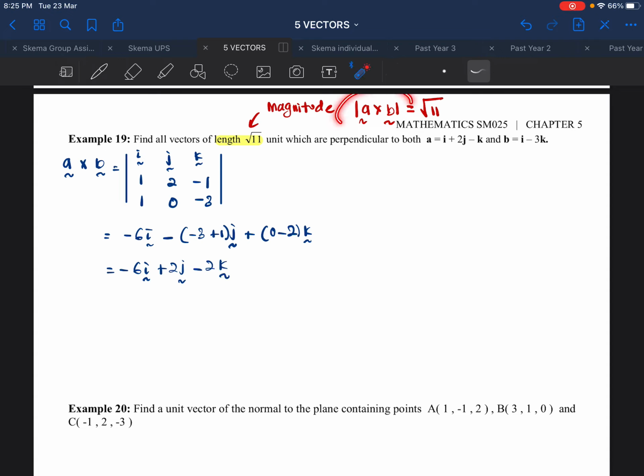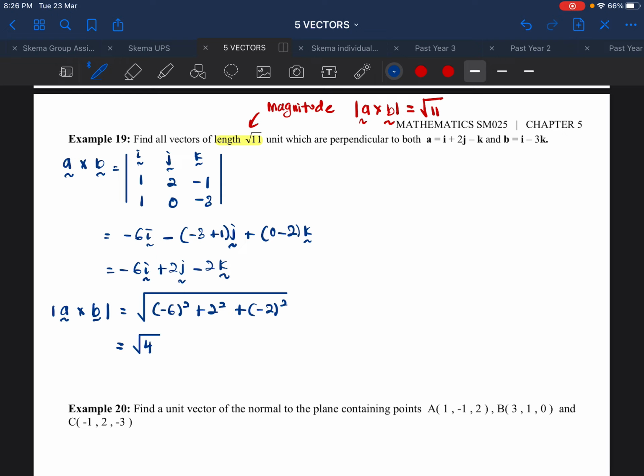So kalau kamu tengok kat sini, magnitude A cross B. Cari dulu magnitude kita. Untuk vektor yang kita ada, magnitude A cross B equals to, ingat lagi cari magnitude macam mana? Square root kan? So, kita negative 6 square plus 2 square plus negative 2 squared. Okay, so tekan calculator, kat sini kamu akan dapat square root 44. Okay, so dekat sini kita tahu yang A cross B is perpendicular to A dengan B.